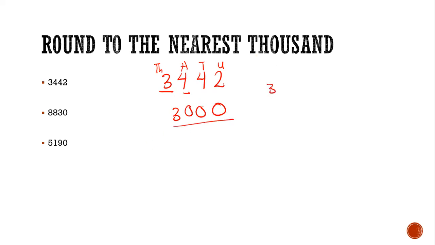Okay, because we have 3442. We can either round it up to 4,000 or we can round it to 3,000. We have to round it to the nearest 1,000. And 3442 is closer to 3,000 than it is to 4,000 if you think about it. Like I said, the number after the 3 is 4. Is 4 5 or more? No, it's less than 5, so it's going to be 3,000.